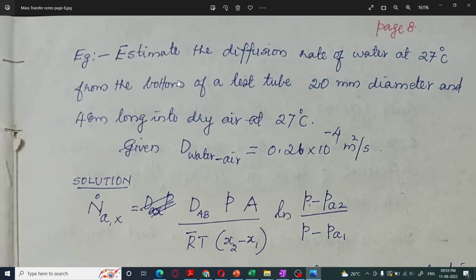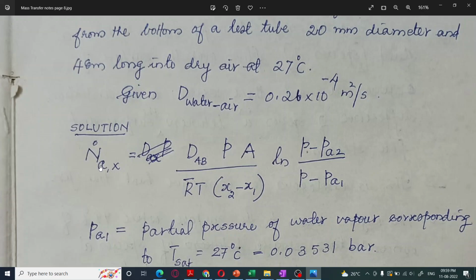Now there is an example from this topic. Estimate the diffusion rate of water at 27 degrees Celsius from the bottom of a test tube which is 20 millimeter in diameter and 4 centimeter long into dry air at 27 degrees Celsius. Given the diffusion coefficient of water in air is equal to 0.26 into 10 raised to minus 4 meters square per second. So our equation is n dot AX is equal to DAB into total pressure into A divided by R bar T into X2 minus X1. This is L length into ln of P minus PA2 divided by P minus PA1.